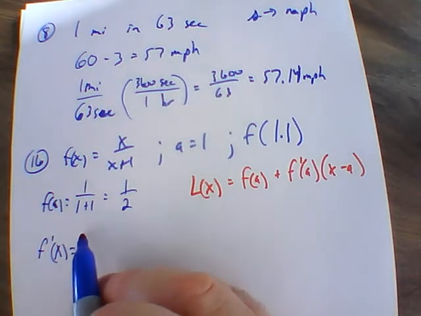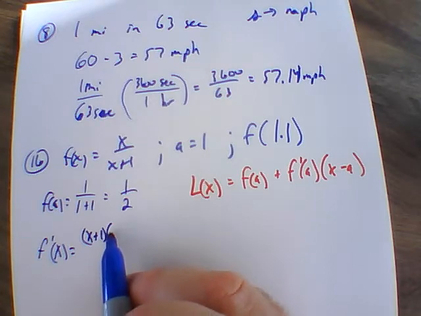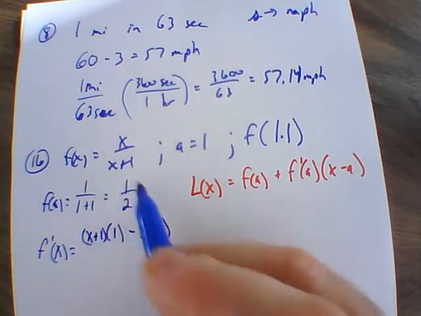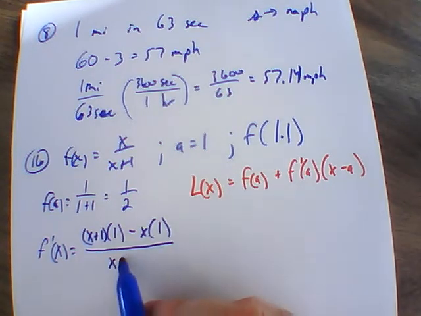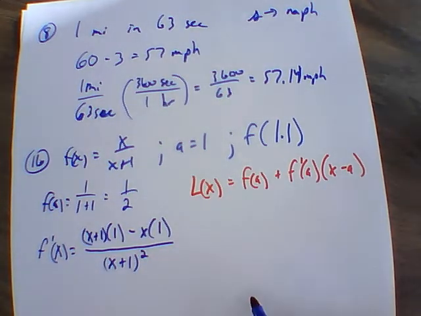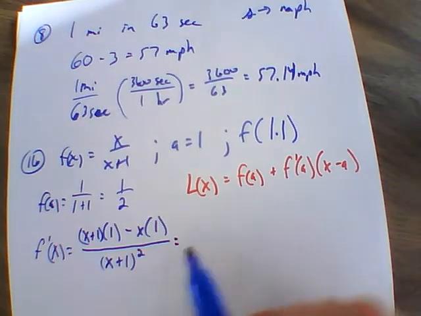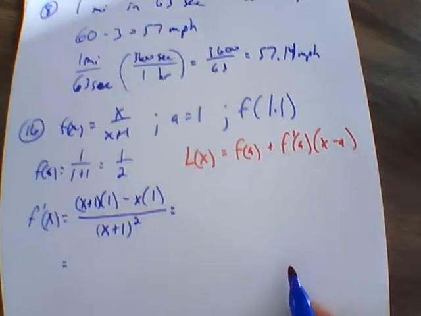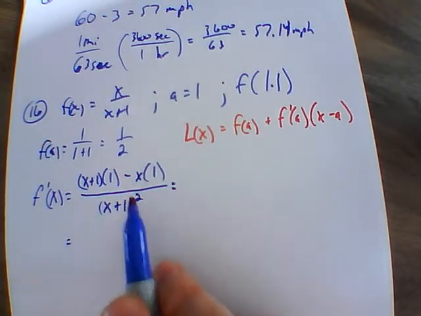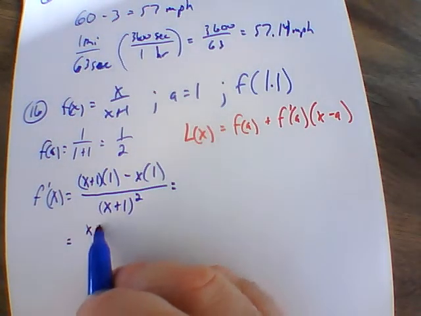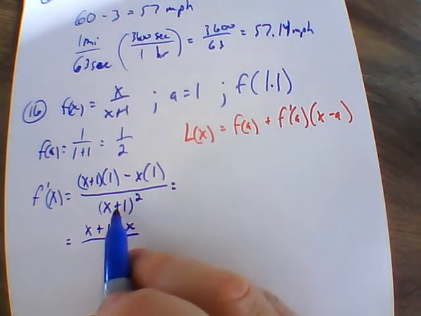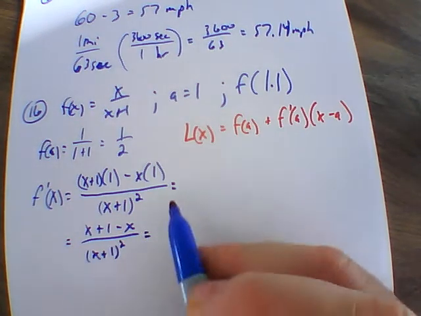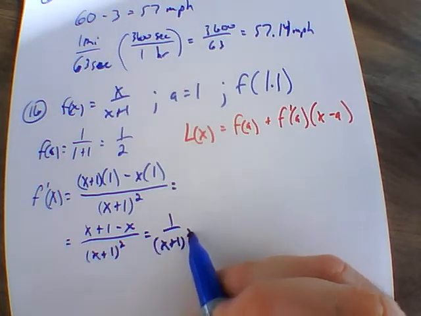So we have low d high minus high d low, all over the square of what's below. Bringing this down here because I want to save this room for my linear approximation. This is x plus 1 minus x over x plus 1 the quantity squared. So this is 1 over x plus 1 the quantity squared.